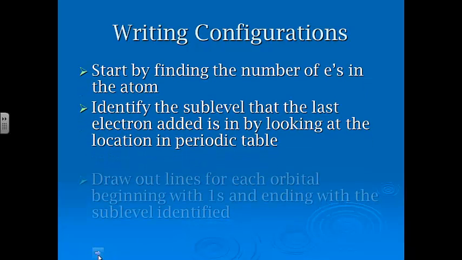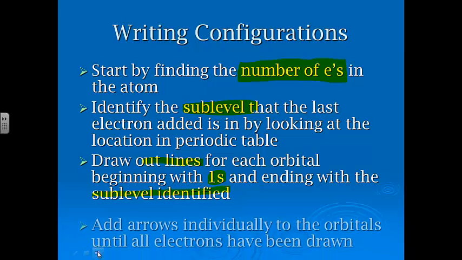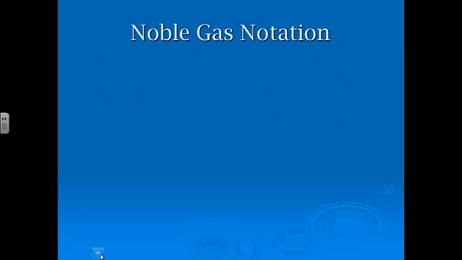Now for writing configurations, remember the steps are first to find the number of electrons in an atom. We're dealing with most of the time neutral atoms. We're going to get to, in Shakhashiri and some other problems, talk about electron configurations of ions, but either way you have to figure out the number of electrons. You identify the sublevel that the last electron will be added in. And then you have to draw out the lines, beginning with 1s up until wherever we need to land. And we add arrows individually to the orbitals until all the electrons have been drawn.